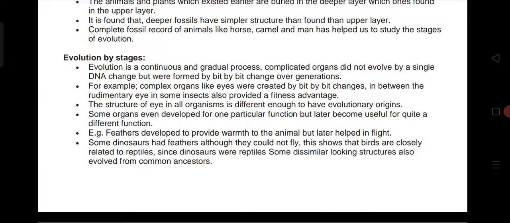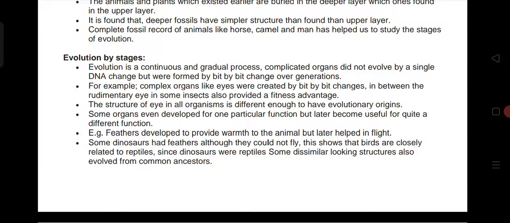So here the explanation of dinosaurs is there, that dinosaurs too had feathers, but as they had a heavier weight, for this reason they could not fly. And as they had feathers, this shows that birds were closely related to the reptiles, because the dinosaurs came under the reptiles. So there were some dissimilar looking structures which evolved from the common ancestors.